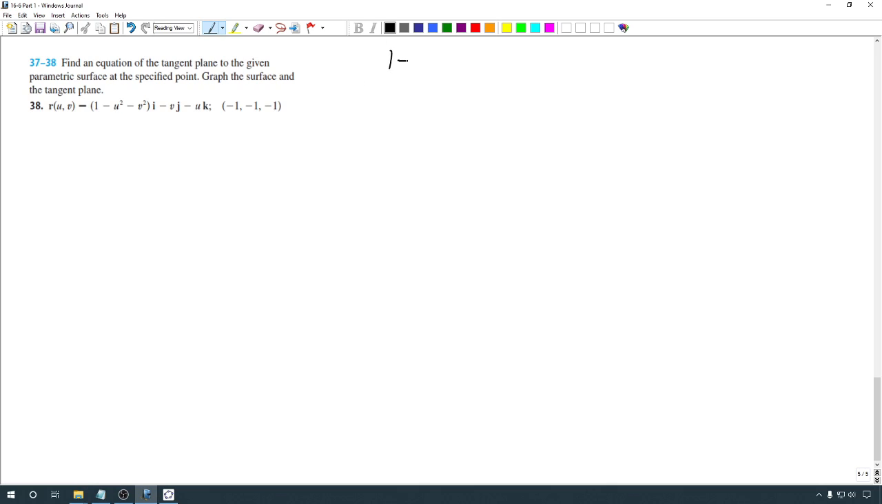Or in other words, when is 1 minus u squared minus v squared equal to -1, negative v equal to -1, and negative u equal to -1. Well, these last two equations kind of give it away. That's when u is equal to 1 and v is equal to 1, and plugging those into here, 1 minus 1 minus 1 does give us the -1 we expect. So these are the numbers that we plug into our function. We go ahead and find our derivatives.